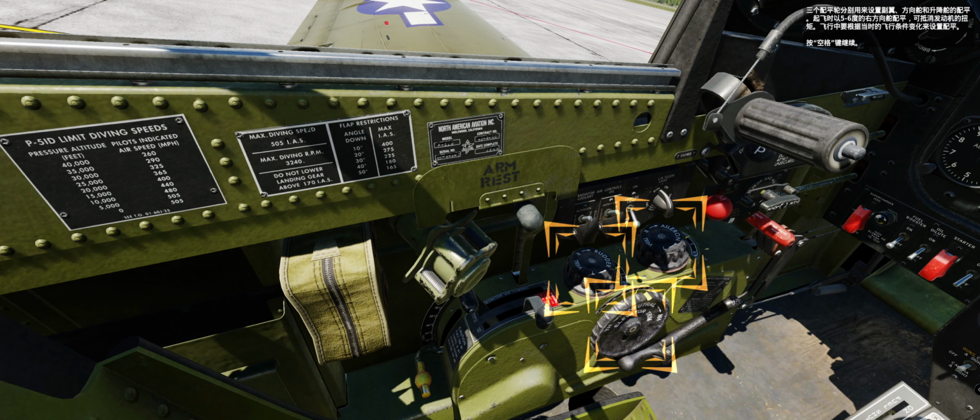Three trim wheels are used to set the aileron, rudder, and elevator trim. Take off with 5 to 6 degrees of right rudder trim to help compensate for engine torque. Trim settings in flight may vary depending on flight conditions.